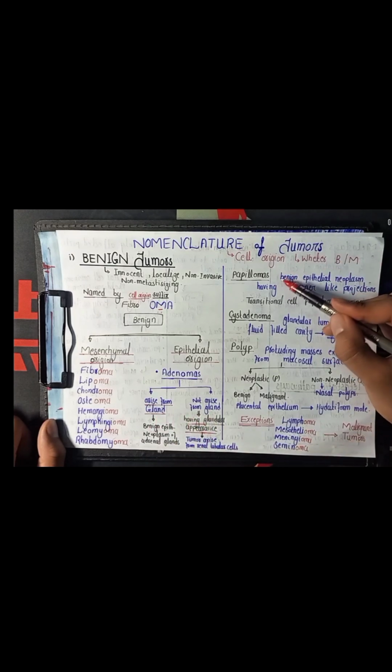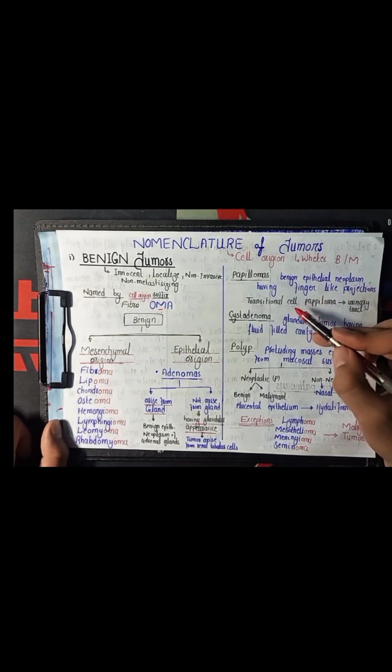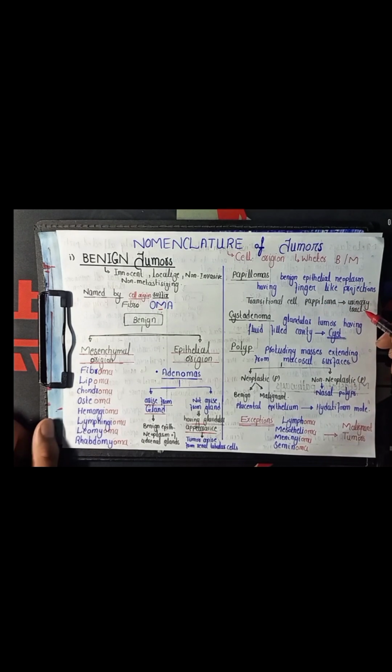The second one is papillomas. Papillomas are also benign epithelial tumors, but they have finger-like projections, and an example is the transitional cell papilloma that involves the urinary tract.